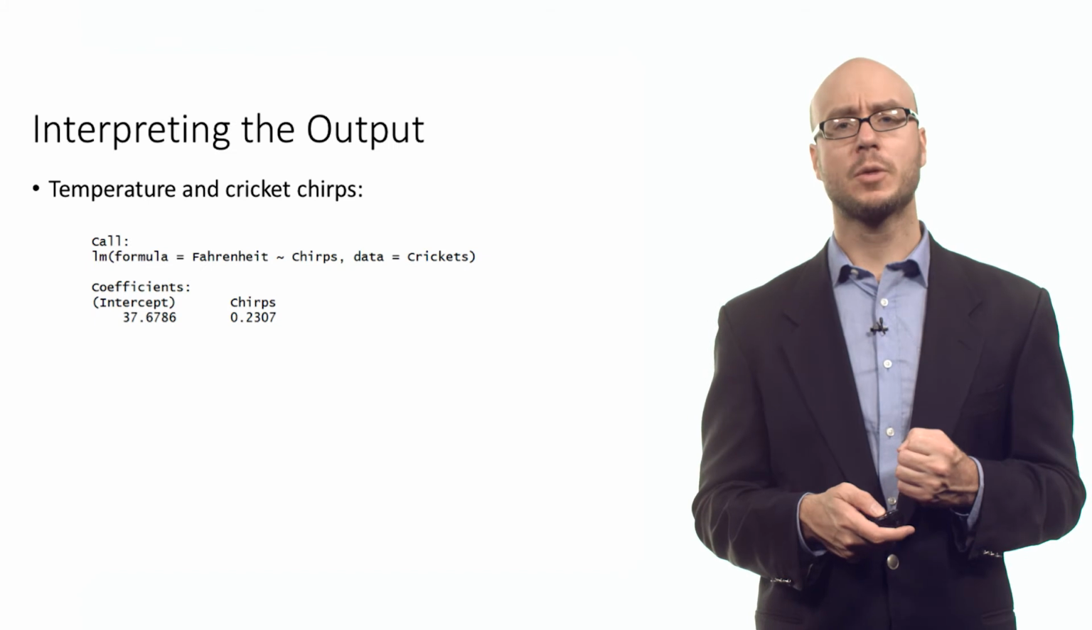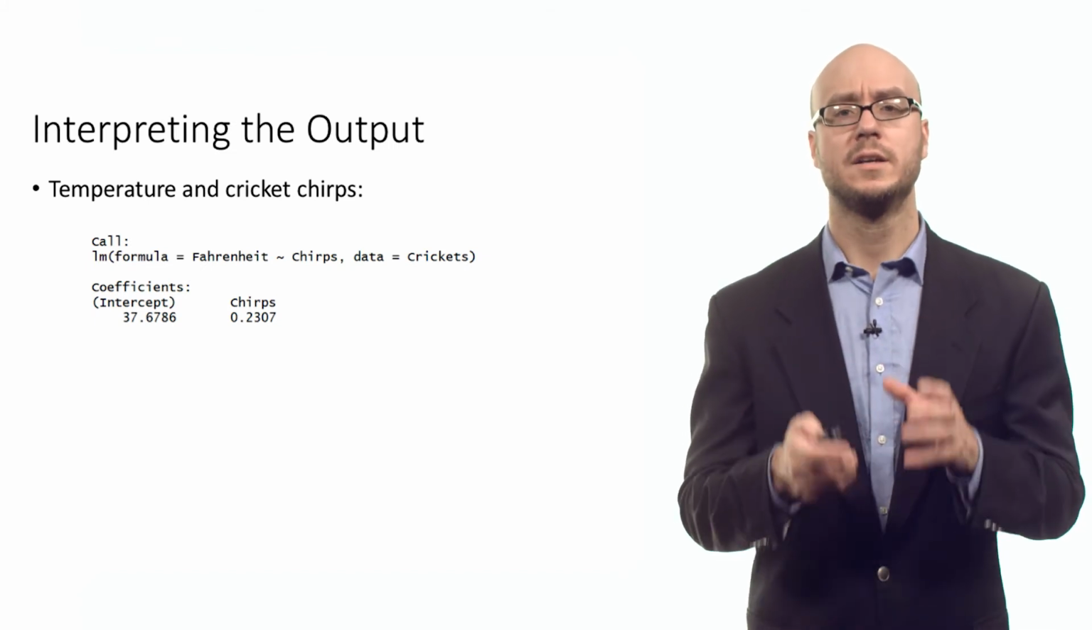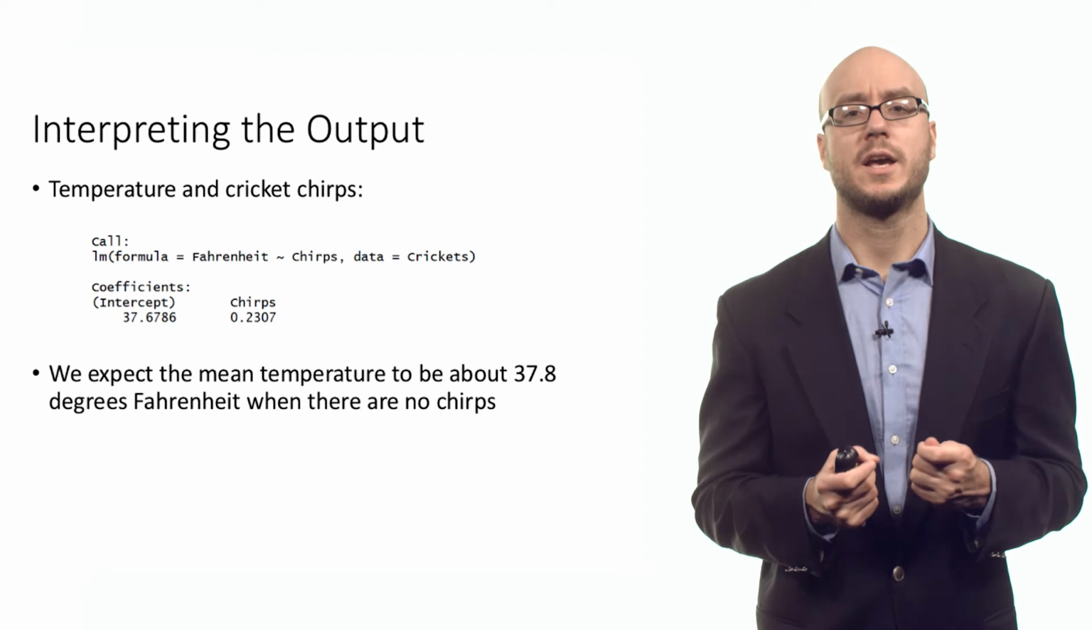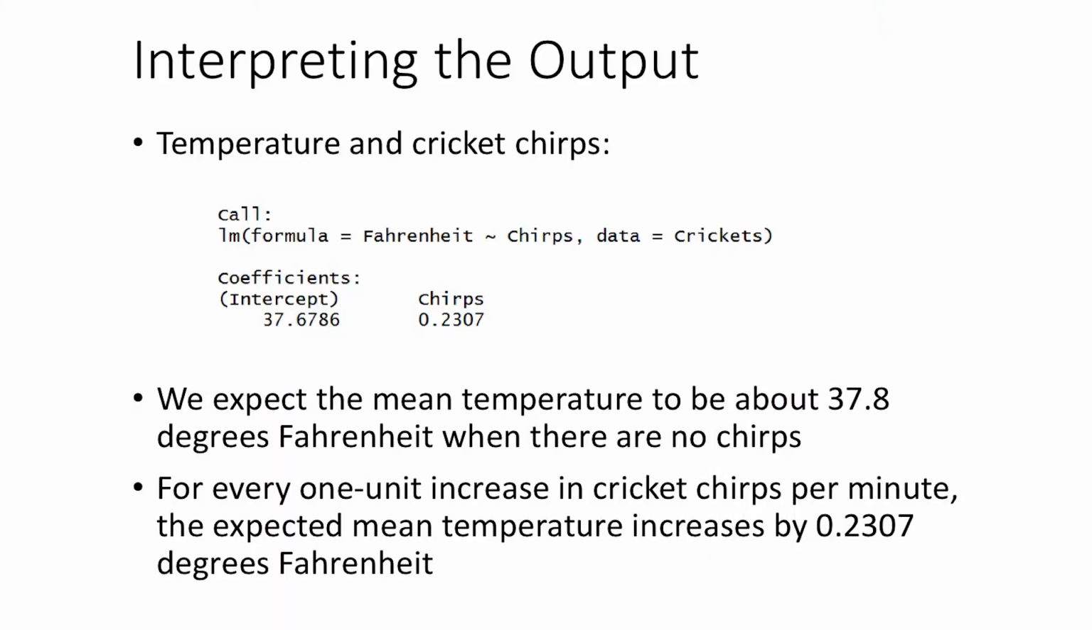Interpreting the output, let's look at this output again, because it's very useful to understand how to interpret regression model output. Here we have the output from statistical software. From this output, we're given these two values, what we call the coefficients, the intercept and the slope. The slope here is chirps. The statistical software tells us the name of the variable when it refers to the slope. And then the intercept is 37.8 roughly.